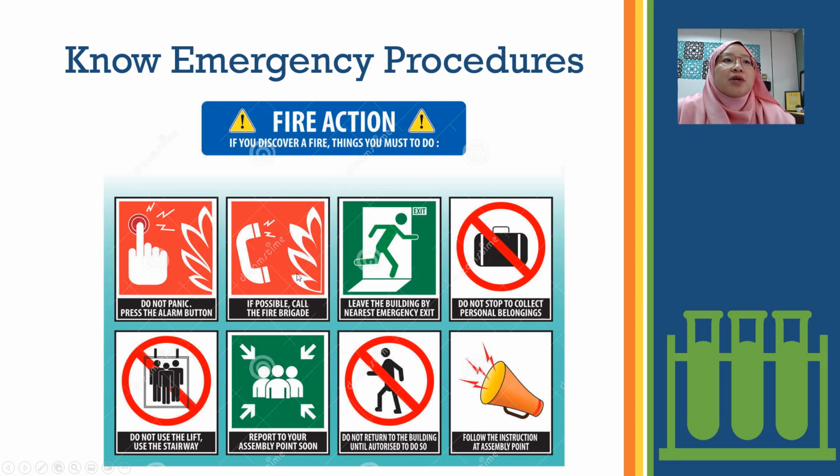If there is a fire, if possible, call the fire brigade. Next, you need to leave the building by the nearest emergency exit. Do not bring your belongings, just leave them there. Do not use the lift, use the stairway. We don't have a lift here, so just use the stairway, and then report to your assembly point. In a fire emergency, you cannot return to the building until authorized to do so. At the assembly point you need to follow the instructions.